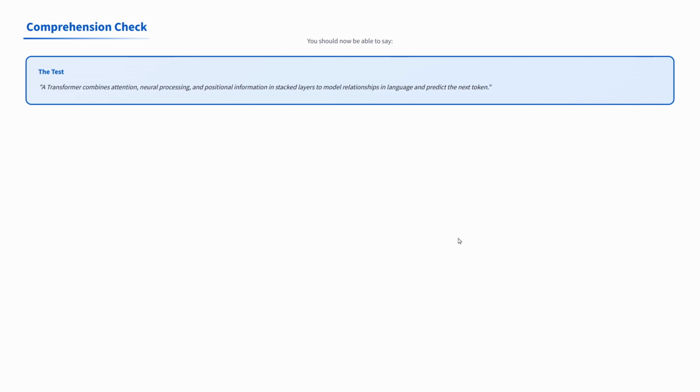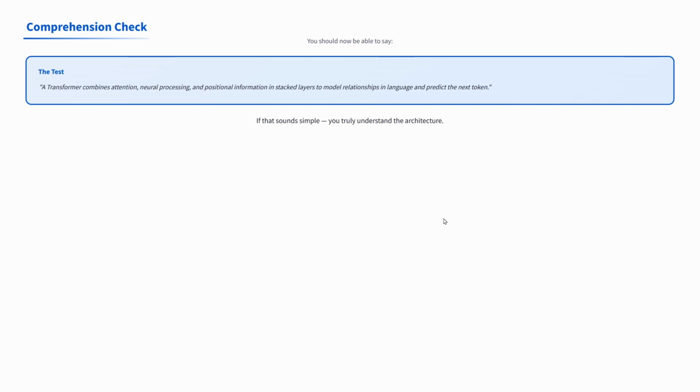So first, let's try to understand attention in this. That's words looking at other words, right? Neural processing, that's the feed forward layer, right? Positional information is encoding where each token sits. Stacked layers, that's repeating the block many times. Modeling relationships, that's what attention captures. Predict the next token, that's the output.